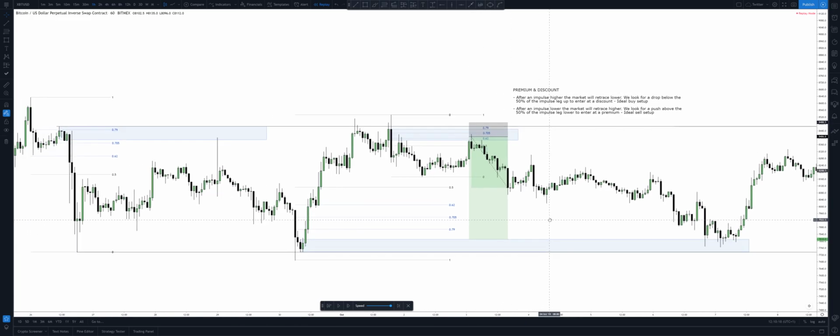And that's it. There's nothing much to it. It's basically just a fib. And we want to enter below the 50% of these swing points.